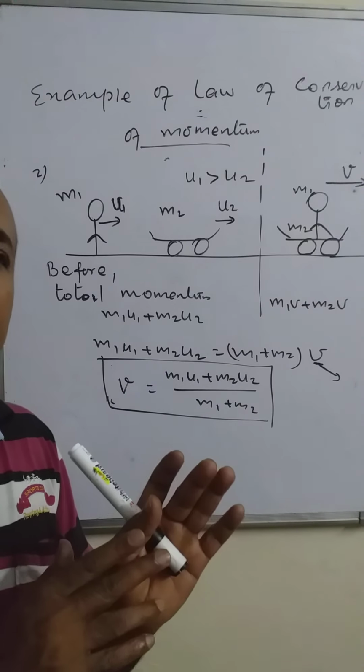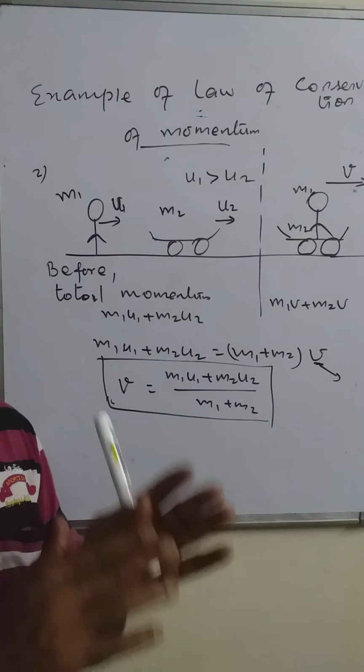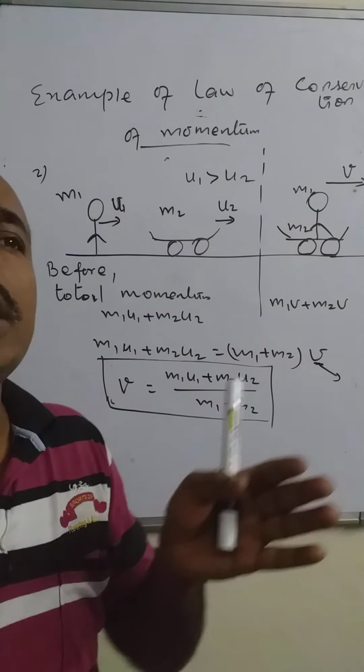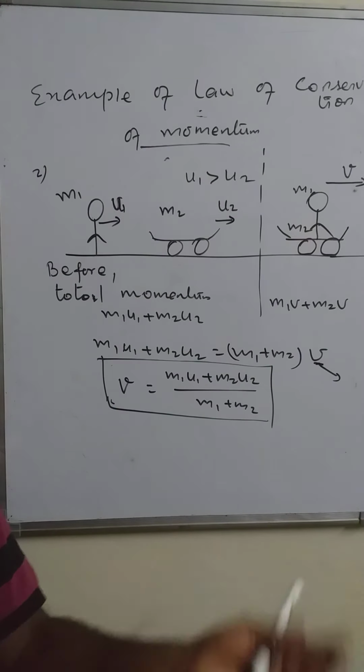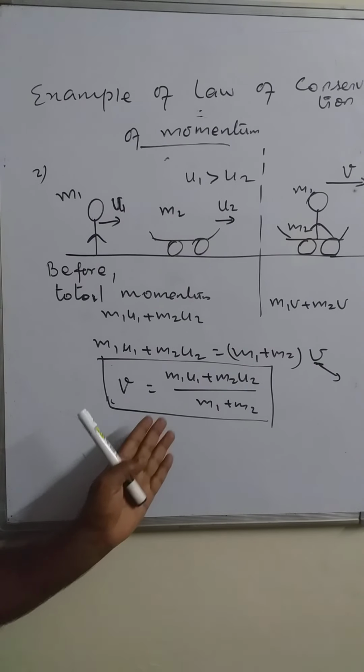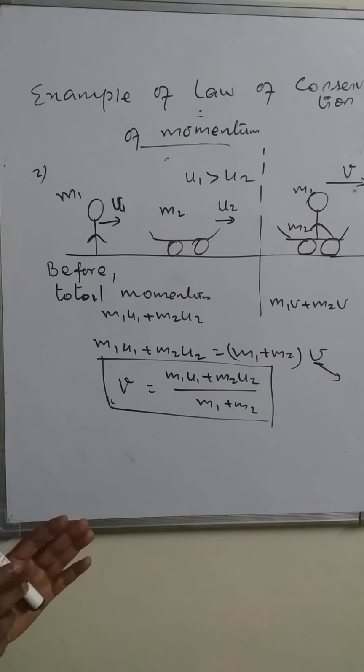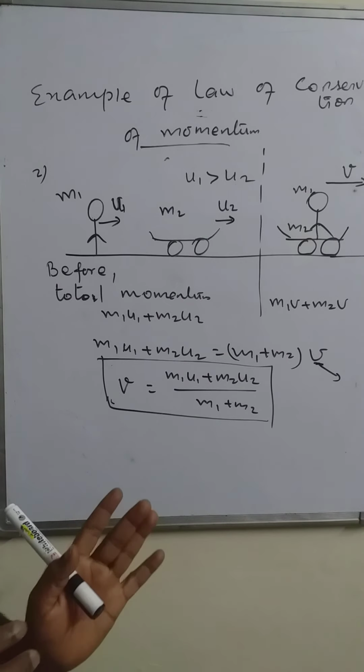In that case also, we can find out with how much velocity they move after collision. That can also be calculated with the same relation, right? So this is about the law of conservation of momentum.